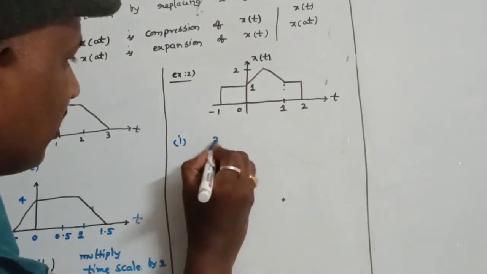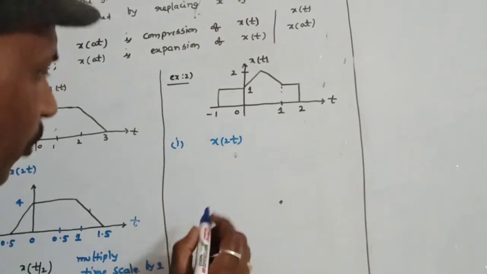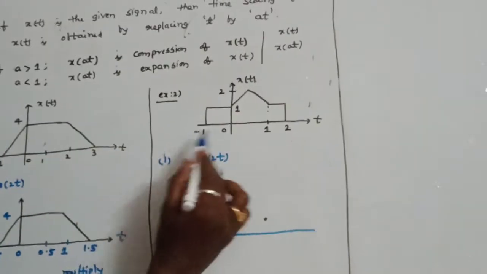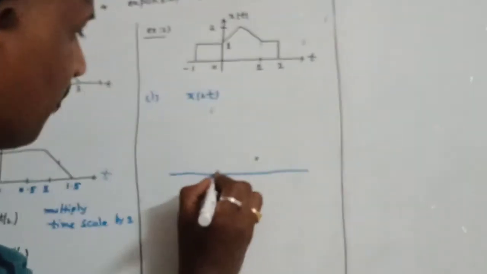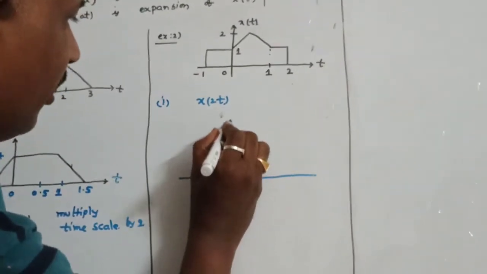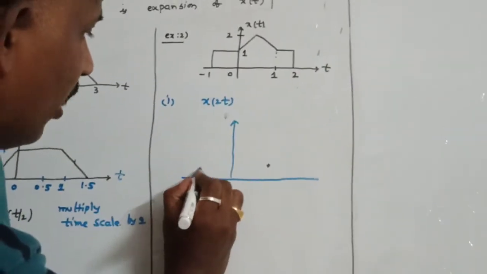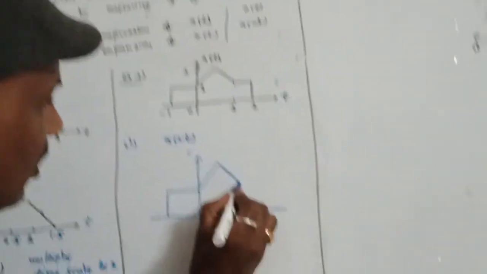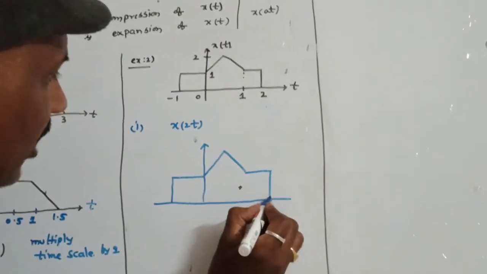For example, we have to draw x of 2t. For this purpose, we have to divide the time scale by 2. What I have said is to draw the original signal first. So I am drawing the original signal as it is.